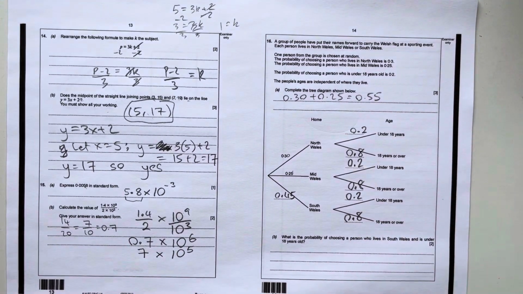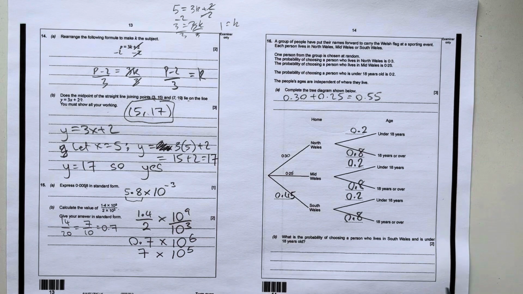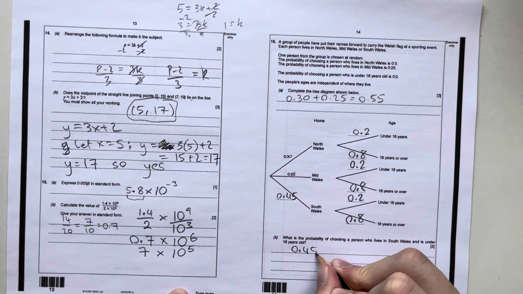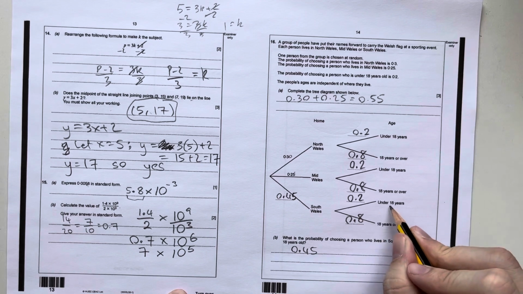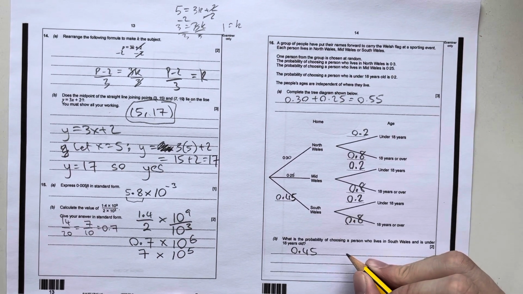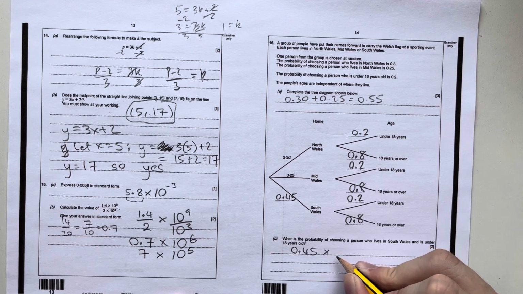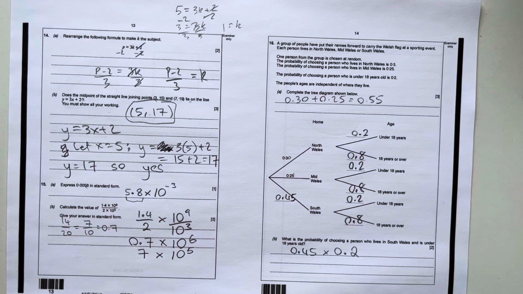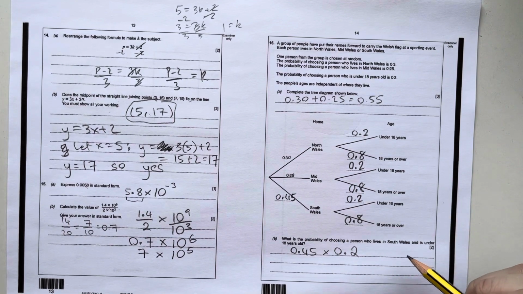And then part B, what is the probability of choosing someone who lives in South Wales and is under 18 years old? So the probability of picking someone who lives in South Wales is 0.45. And so the probability of picking someone who is under 18 on this branch is 0.2. So let's find the probability of doing it. And the reason we multiply these is because these are independent events.